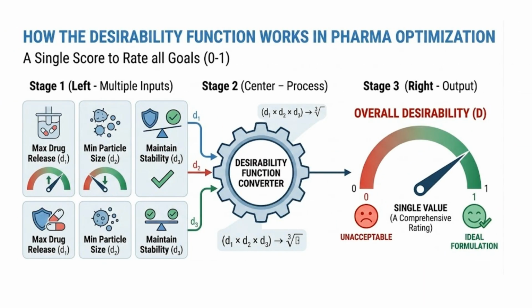The desirability function transforms each response into a desirability value between 0 and 1. These individual desirabilities are then combined into a single overall desirability index, which is maximized to find the optimal formulation that balances all quality attributes.